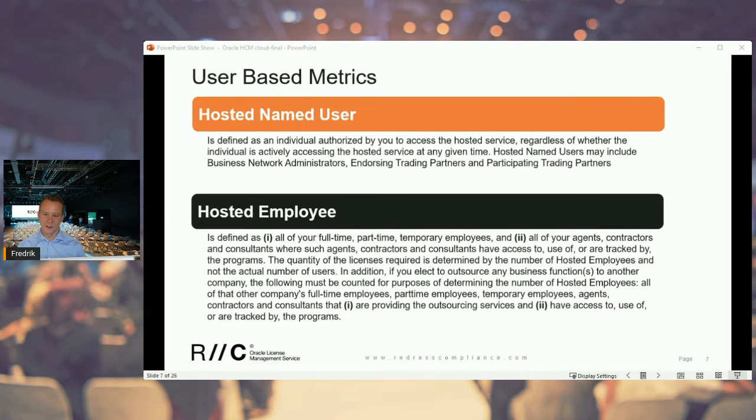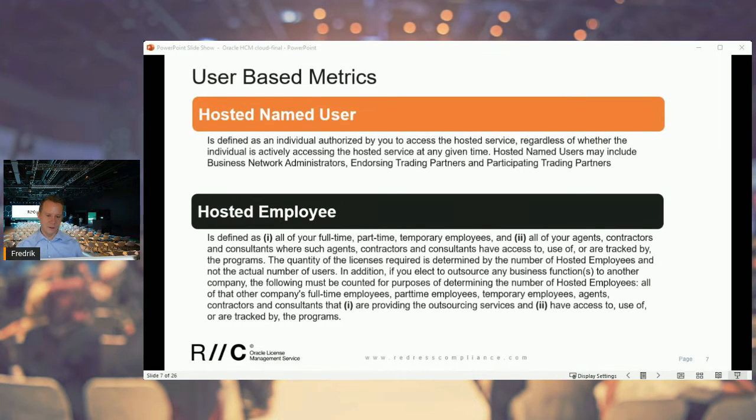In addition, if you elect to outsource any business function to another company, the following must be counted for purposes of determining the number of hosted employees. All of the other company's full-time employees, part-timers, temporary employees, agents, contractors, and consultants that are providing the outsourcing services and have access to, use of, or are tracked by the programs.